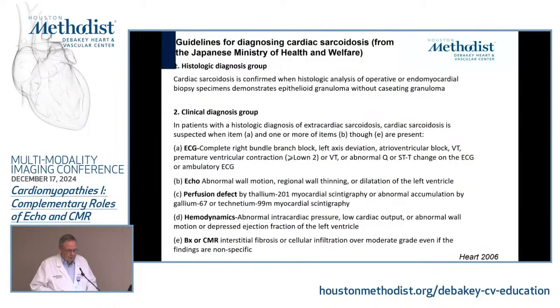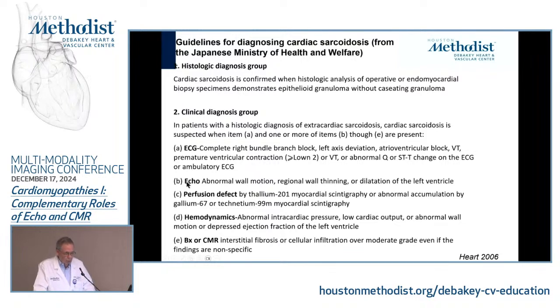And of course, this is the classic slide of the Japanese Ministry of Health schema for diagnosing, where they basically look at the EKG, because these patients practically always have an EKG finding. They have some sort of conduction trouble. You can see the first degree AV block in that patient, but also complete right bundle branch block, left axis deviation, AV blocks of different kinds, ventricular arrhythmias, even VT, abnormal Q waves or ST-T changes. I mean, they frequently have something wrong in their EKG.